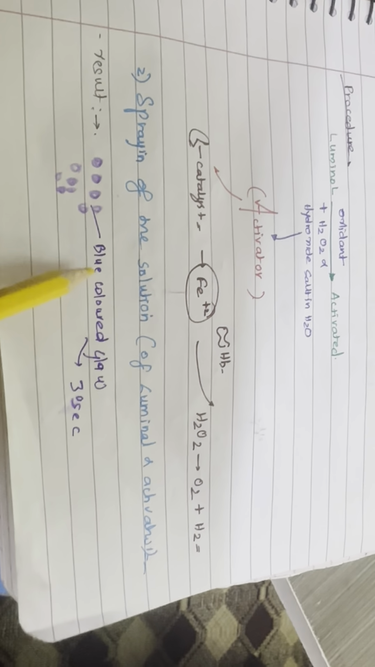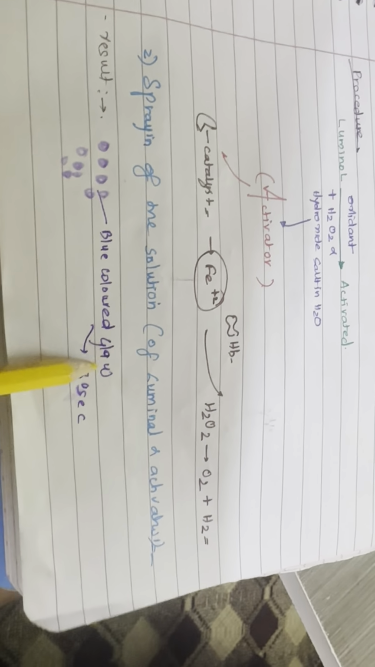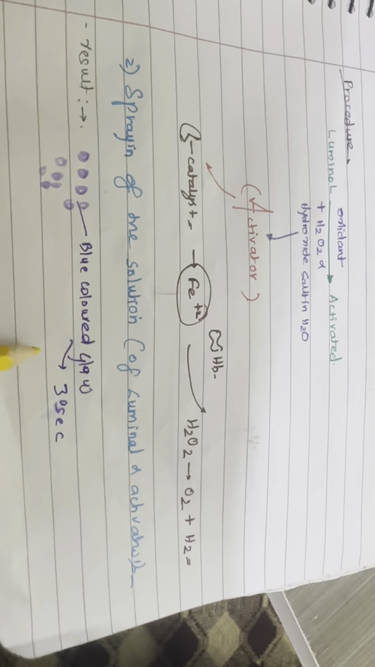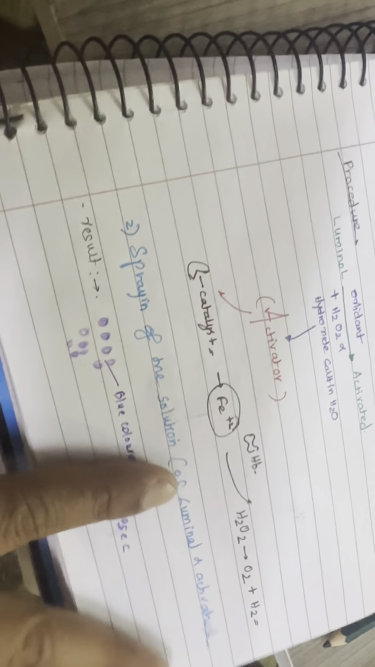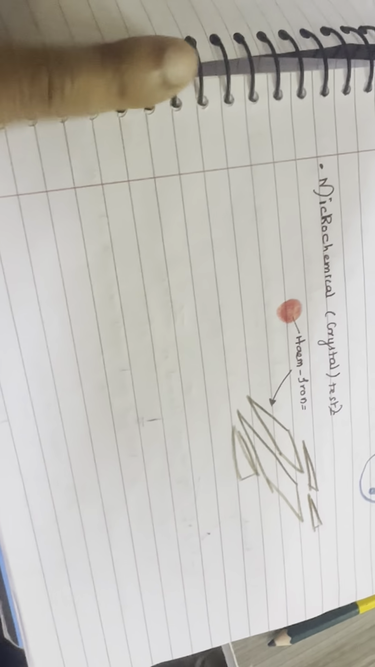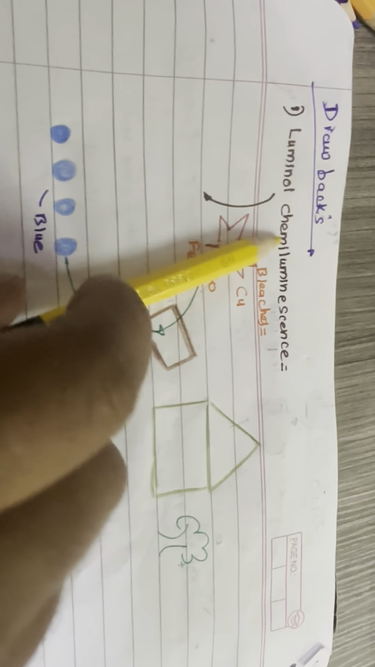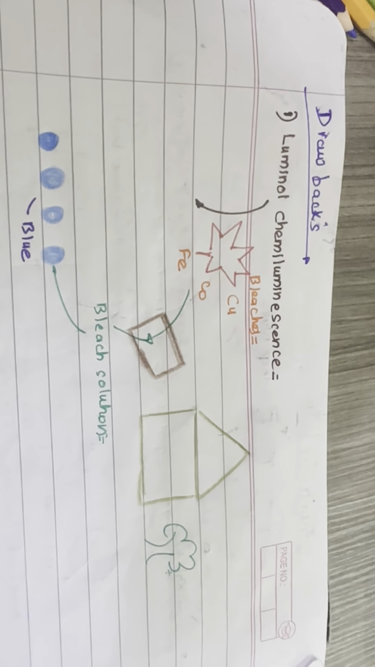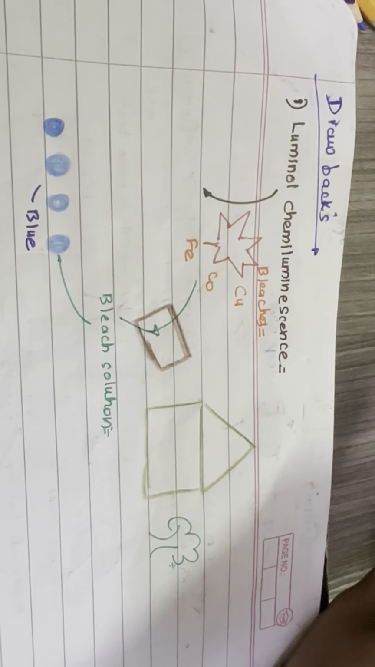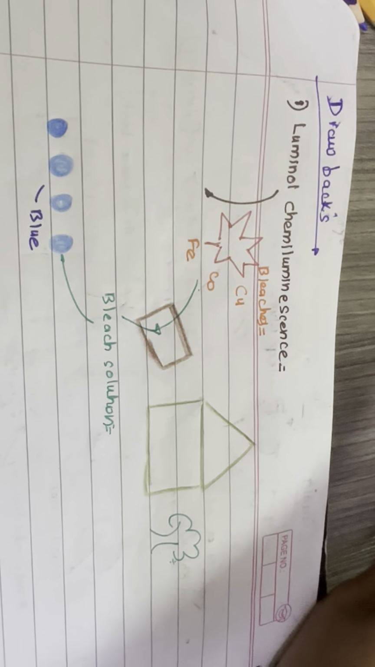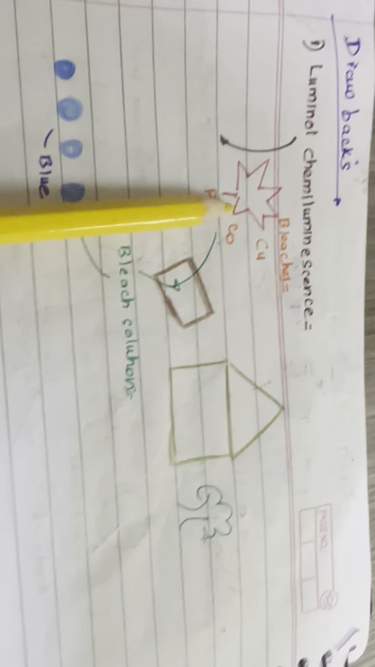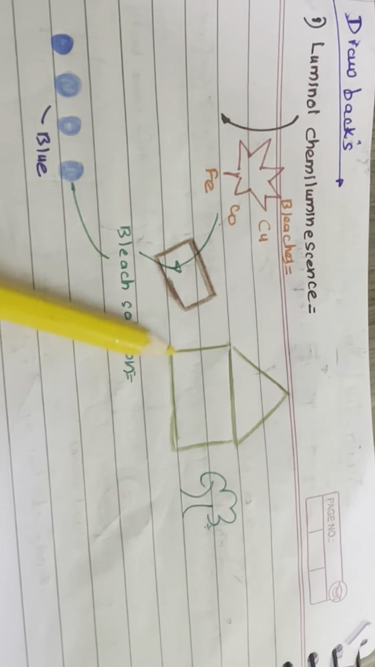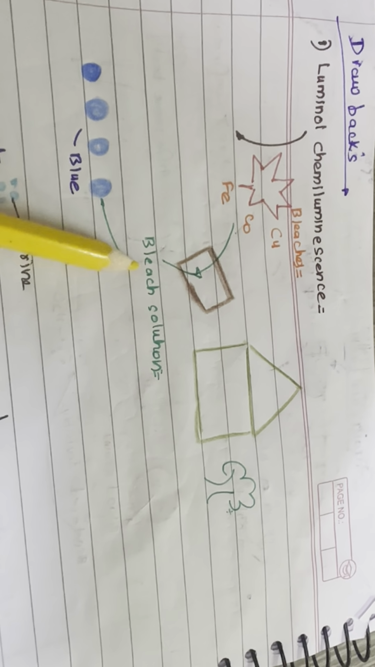Result: a blue colored glow lasting for about 30 seconds, and observing the glow requires a fairly dark room. Drawbacks: luminol chemiluminescence can also be triggered by copper or copper containing alloys, some compounds of cobalt and iron, and certain bleaches.